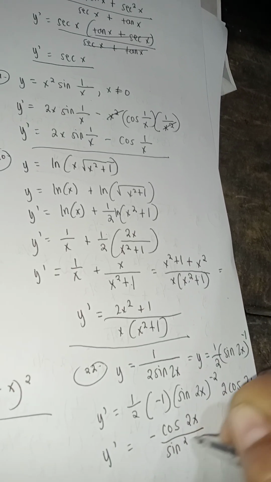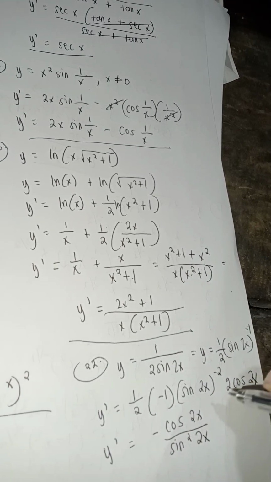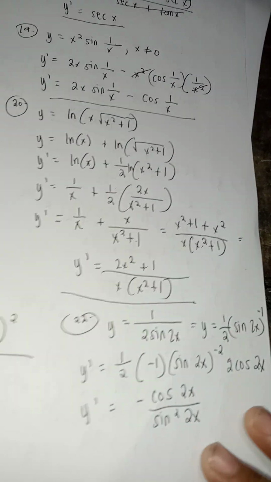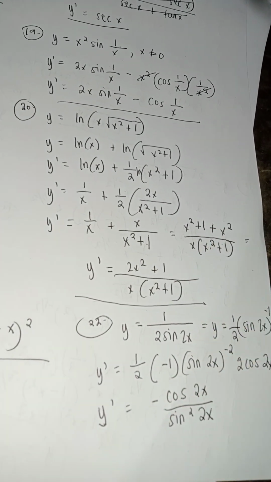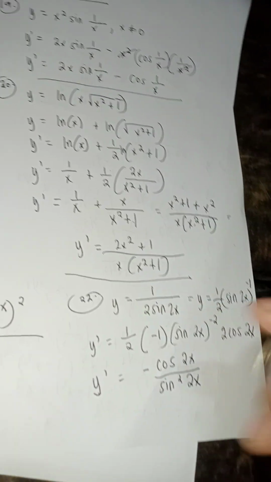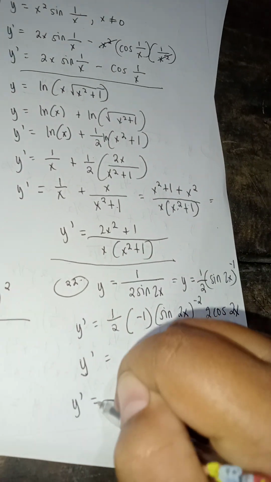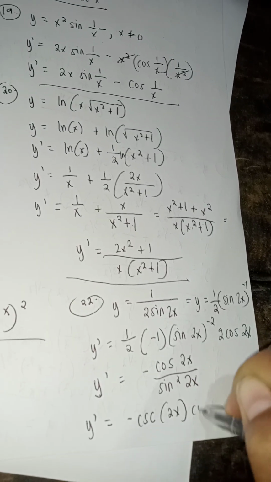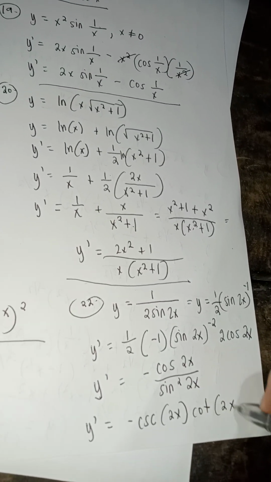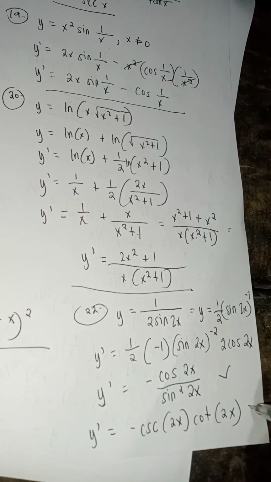It results to negative cos 2x over sine squared 2x. This can be the final answer. You can also use cosecant and cotangent. So y prime is equal to negative 2 csc 2x cot 2x. This can also be the answer. So, that is our solution for number 22.